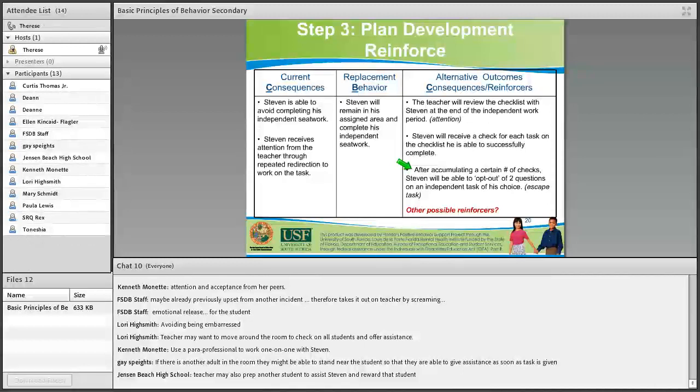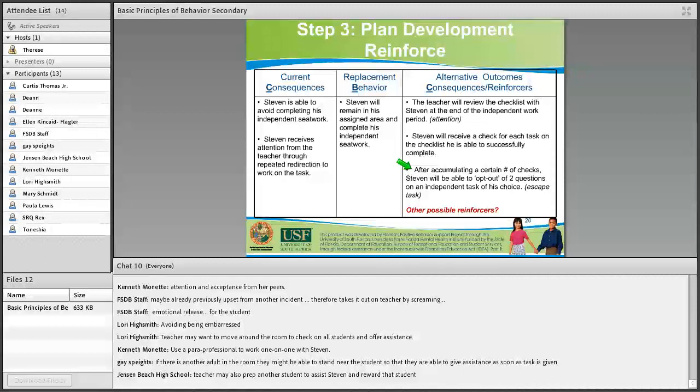All right, Jensen Beach High School, I noticed that you added in here. The teacher may also prep another student to assist Stephen and award that student. Absolutely. So then you're teaching students to rely on each other in appropriate ways. I love that.